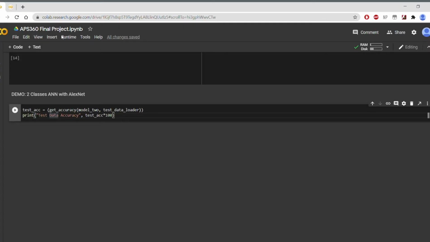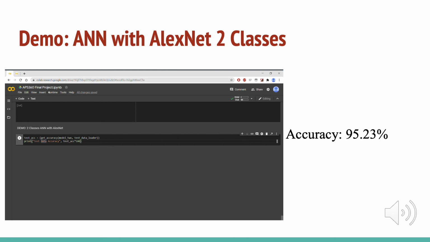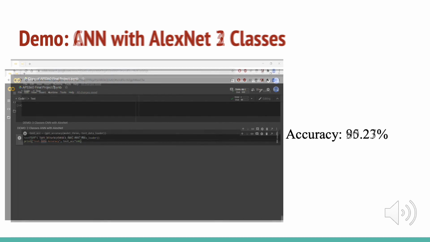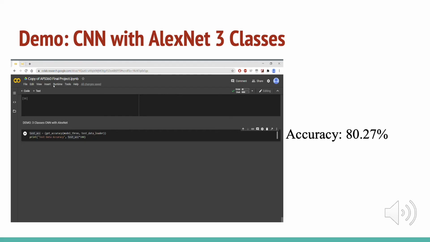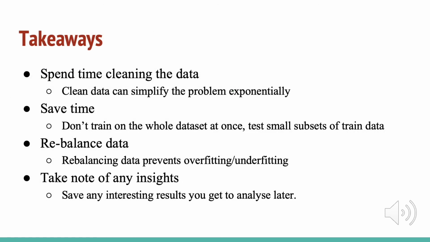Moving on to the demo of our model of an ANN with an AlexNet for 2 classes. Here you can see that the model is run on unseen data and the accuracy achieved is 95.23% when distinguishing between normal and pneumonic lungs. And now moving on to the next demo, which is a CNN with AlexNet for 3 classes, that is the normal lungs and the viral and the bacterially infected lungs. When this model is run on data it's never seen before, that is our new test data, we get an accuracy of 80.27% using the CNN.